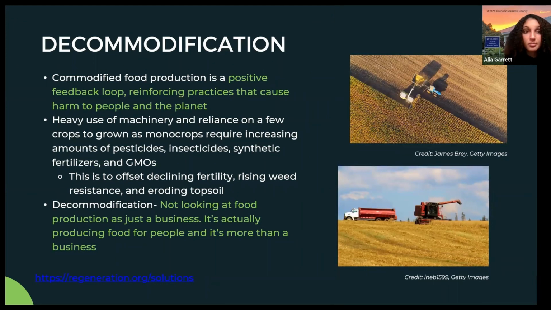Commodified food production is a positive feedback loop. So this is reinforcing practices that cause harm to people and the planet. Heavy use of machinery and reliance on few crops grown as monocrops require increasing amounts of pesticides, insecticides, synthetic fertilizers, and genetically modified organisms. So this is to offset the declining fertility, rising weed resistance, and eroding topsoil. So decommodification is not looking at food production as just a business. It's actually producing food for people and is more than a business.